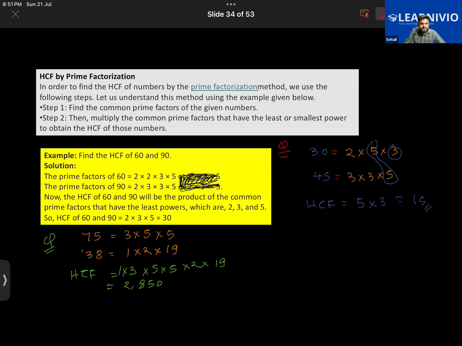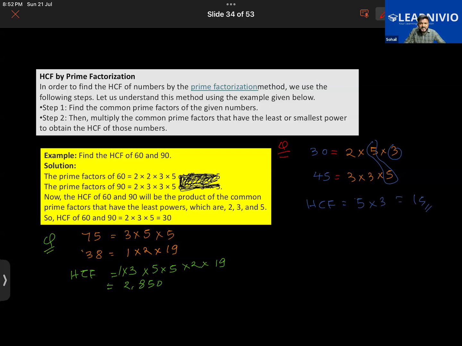HCF by prime factorization. In order to find the HCF of numbers by the prime factorization method, we use the following steps. Let us understand this method using the examples given below. Step 1. Find the common prime factors of the given numbers. Step 2. Then multiply the common prime factors that have the least or smallest power to obtain the HCF of those numbers. Good.